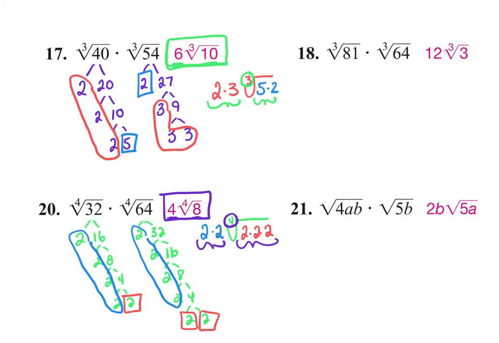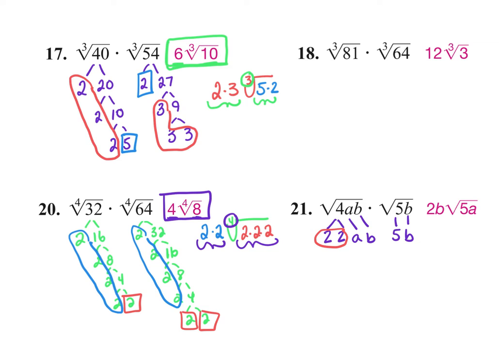When you look at this one right here, the index is 2. You don't have to write it, but you do have to know that's how you're pairing it up. And once again, you can group them. So we have 2 and 2 there. We have an A and we have a B. The 5 is already prime, and we have a B. Those are all my factors of those 2.